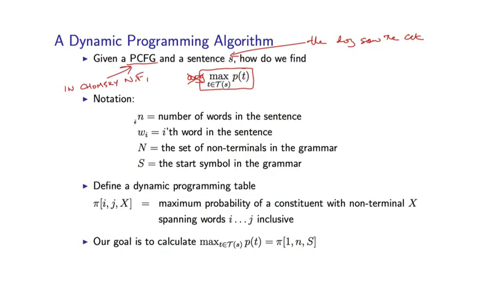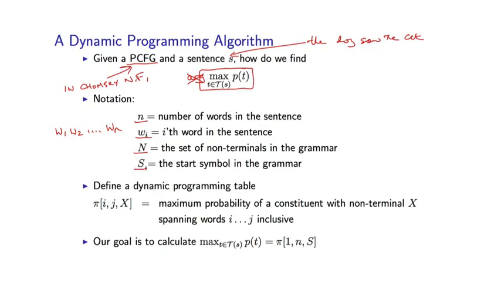Okay, so I'm going to use n to refer to the number of words in the sentence. I'll use wi to refer to the ith word in the sentence, so I have w1, w2, right the way up to wn, that's the input sentence. I have capital N as the set of non-terminals in the grammar as before, and I have some start symbol S in the grammar.